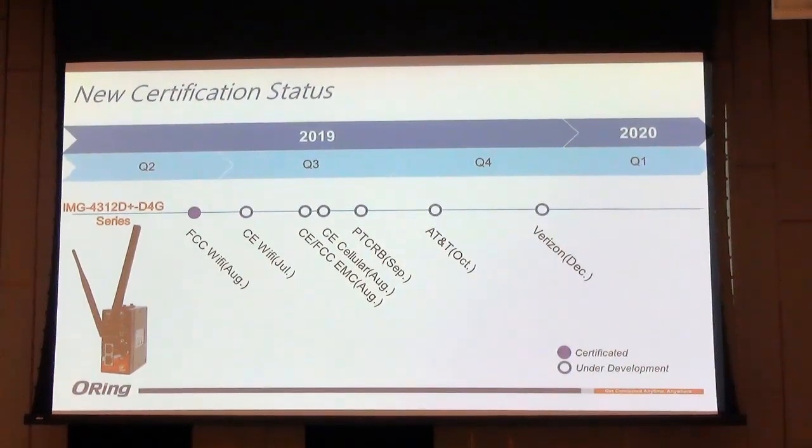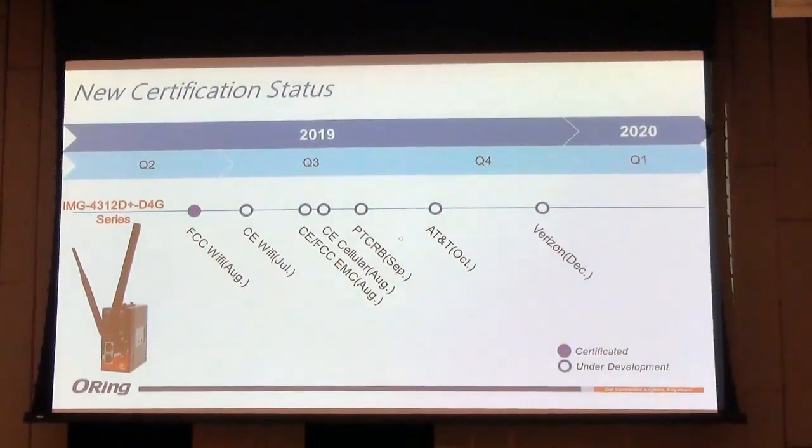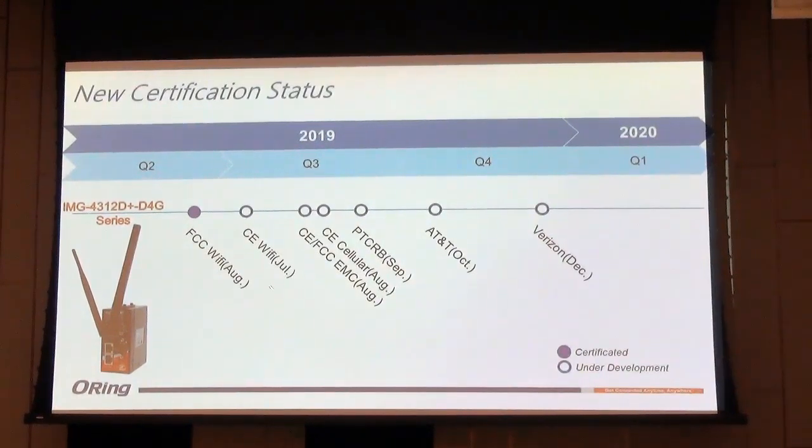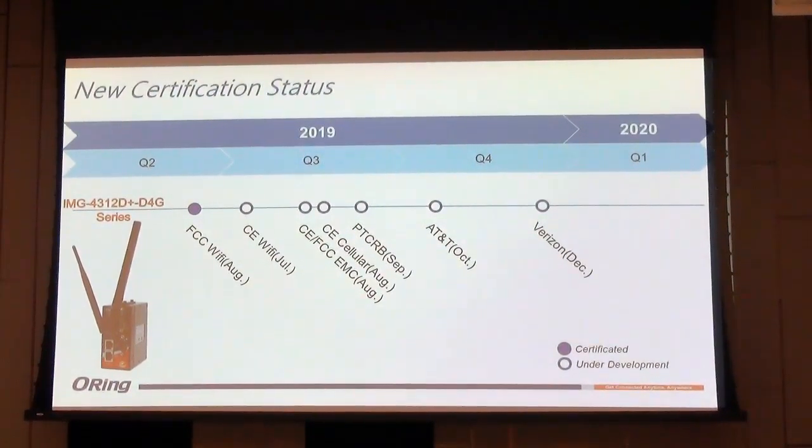This year we created a new product series, named the IMG4312D with the D4G. This is our certification schedule. We plan to finish the certification this year, including FCC, CE, Wi-Fi and cellular certification, and the carrier certifications for PTCRB, AT&T, and Verizon. This will benefit the US market.